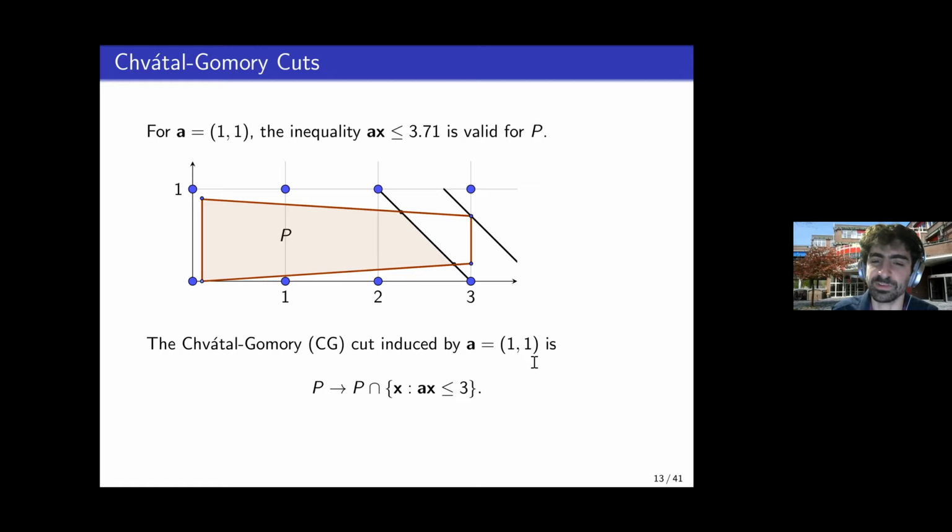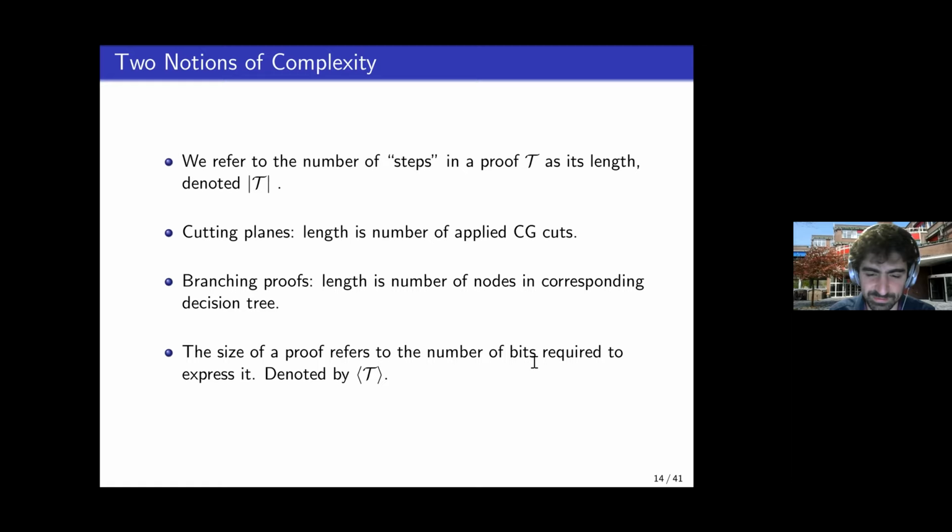Okay. So now we can start to get to the meat of what we ended up being interested in, in this paper. There are two obvious ways to measure the size of a proof. One is the combinatorial measure of how many steps there are in a proof. If you're looking at a branching proof, you can think how many nodes are there in the branching tree. Or if you're looking at a cutting planes proof, it's how many cuts.